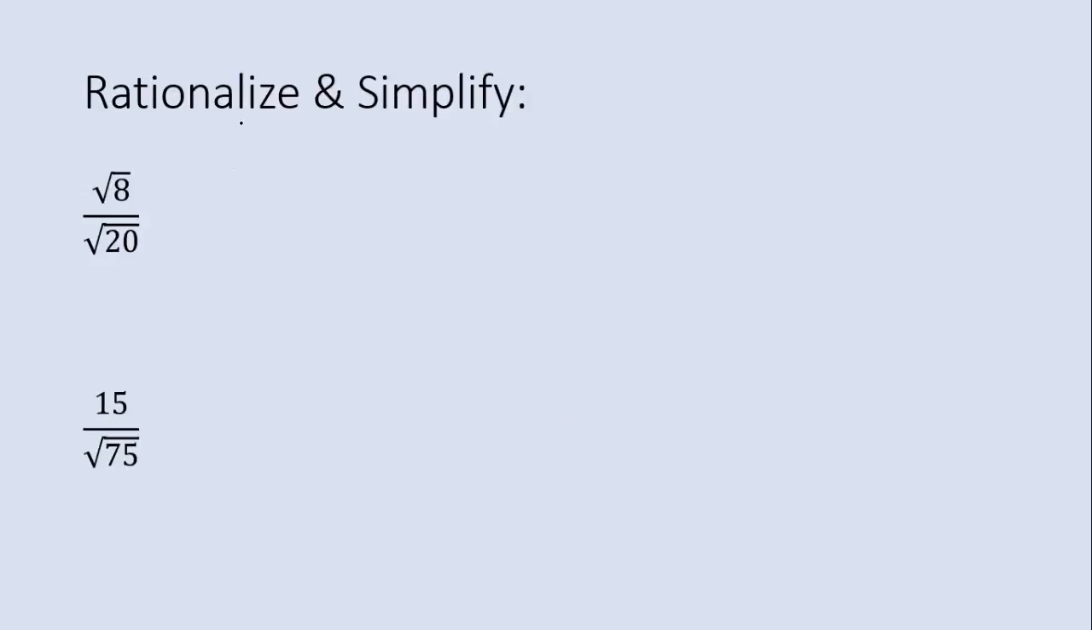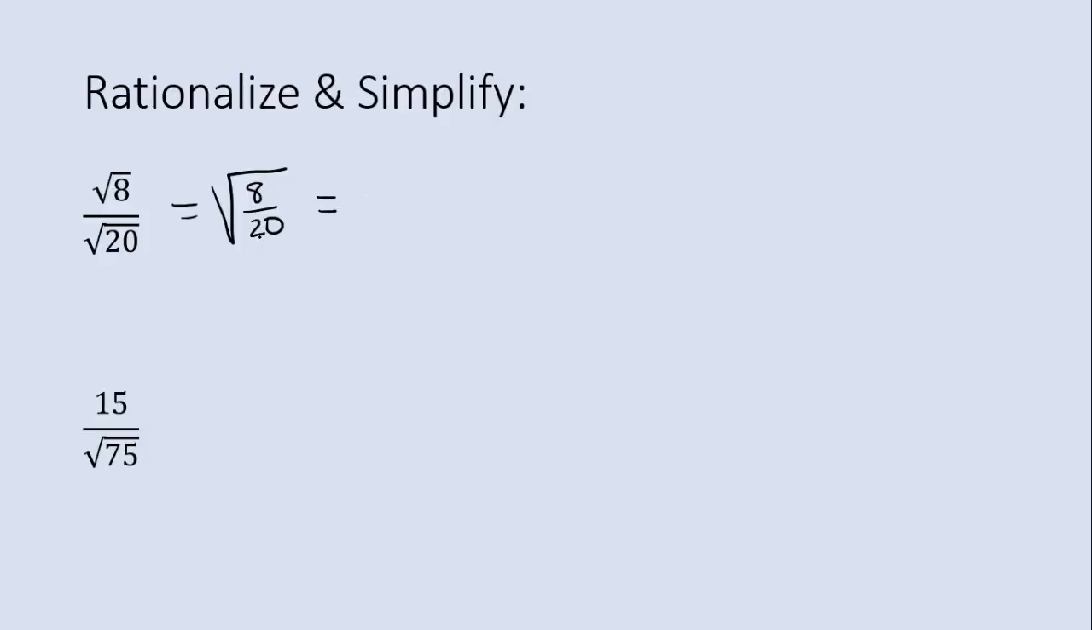These require some extra simplifying. Now you have a choice. You can either change this into the square root of 8 over 20 and reduce first, or you could multiply the top and bottom by the square root of 20 and reduce later. I'm always in favor of reducing first, so we're dealing with the smallest possible numbers. So this is what I'm going to do.